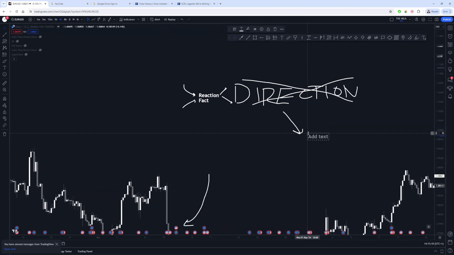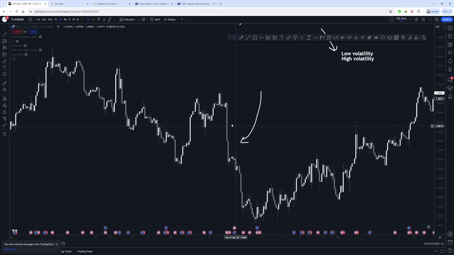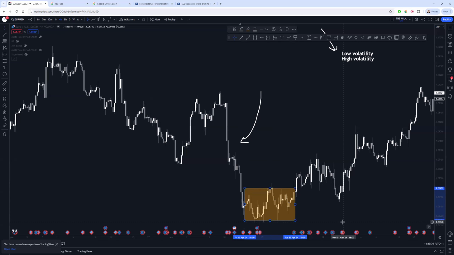And there are really only two main types of environments. We've got low volatility, which will be consolidation type scenarios, or we have high volatility, which is going to be trend type scenarios. So an easy example: what this arrow is pointing to, this aggressive price move, is high volatility, and then an area of low volatility would be something like this, right? So why the hell is this important?